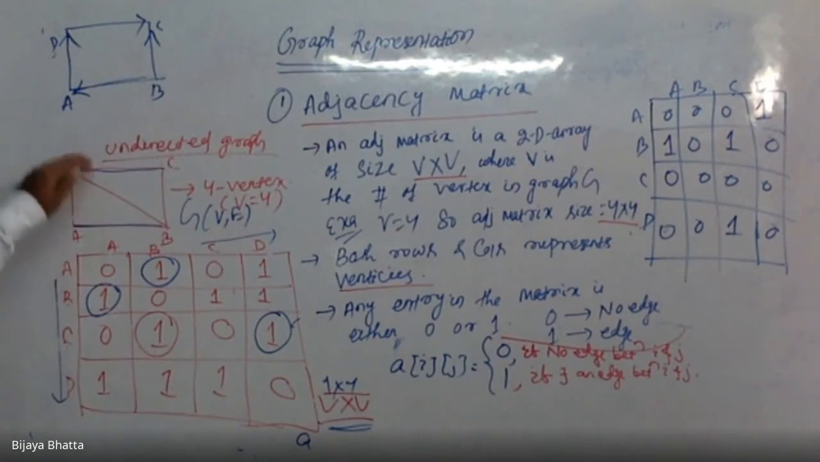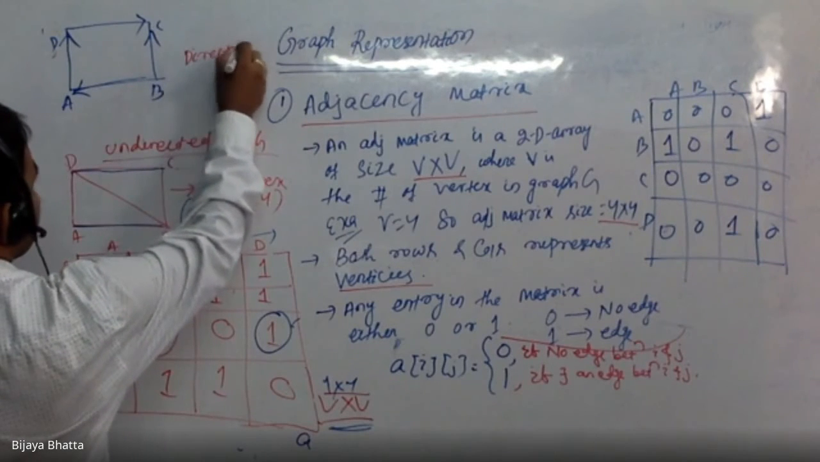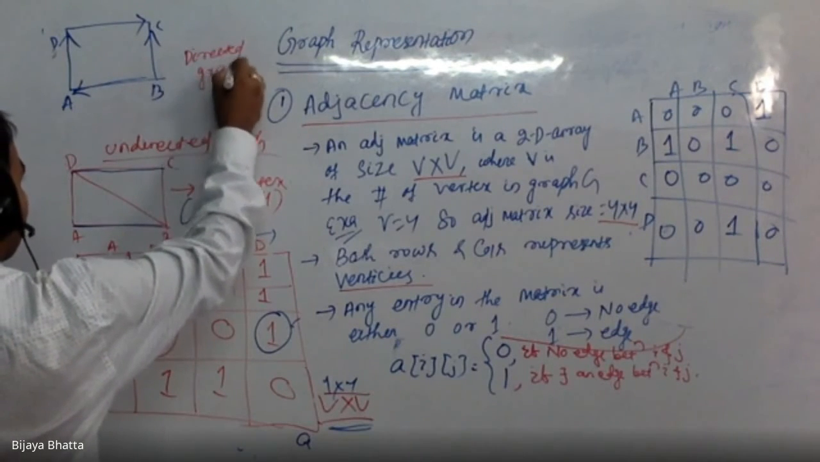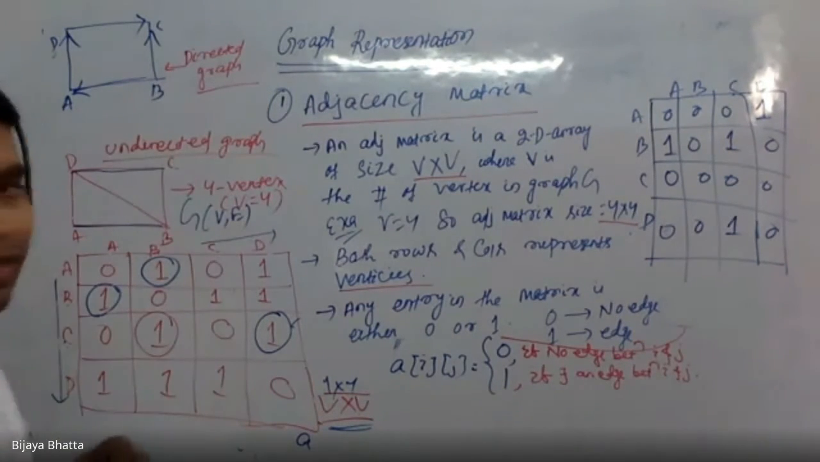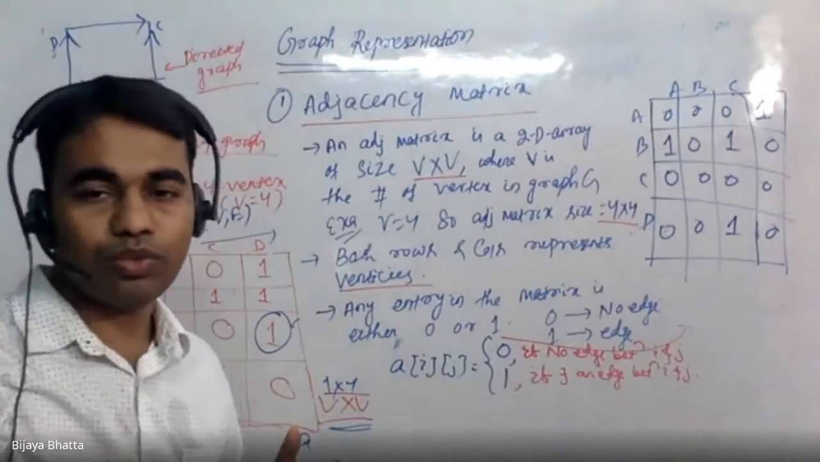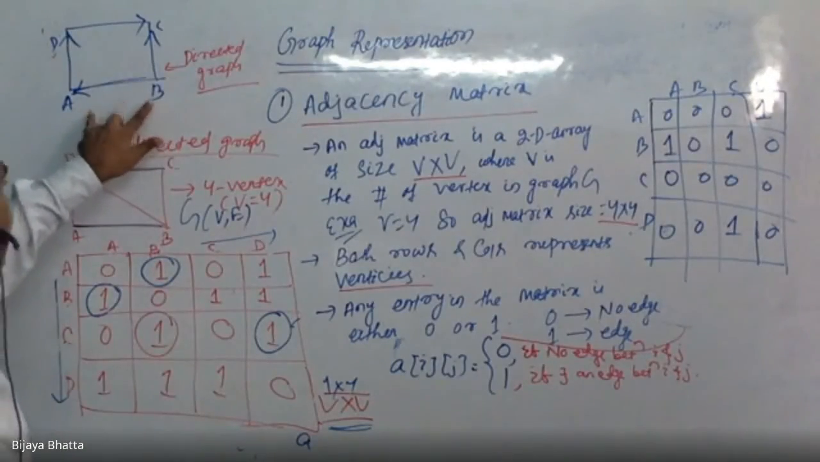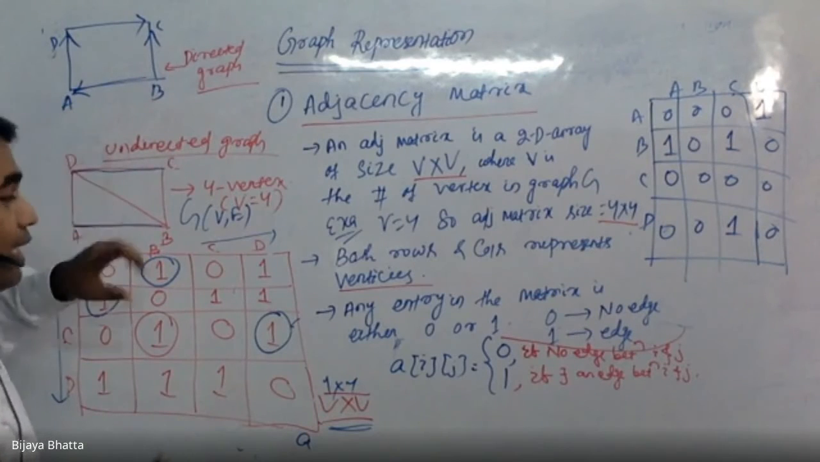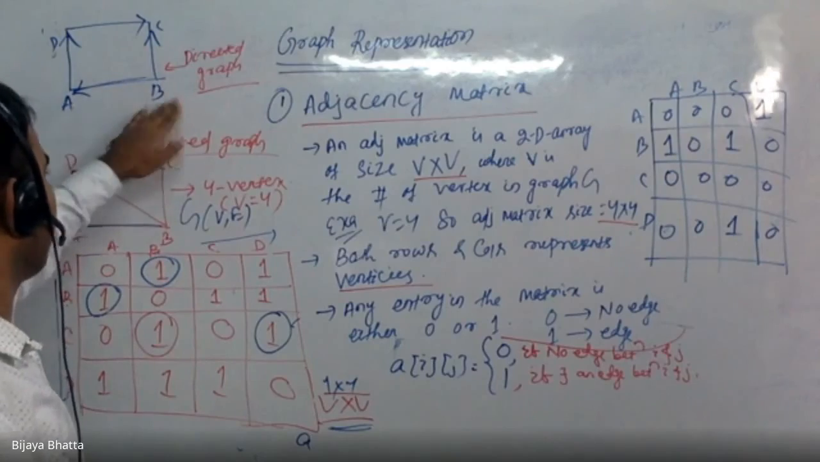But anyway, let's go back to this directed graph. This is a classical example of a directed graph. So what is a directed graph? Directed graph means whenever there exists an edge from B to A, that does not mean that there exists an edge from A to B.